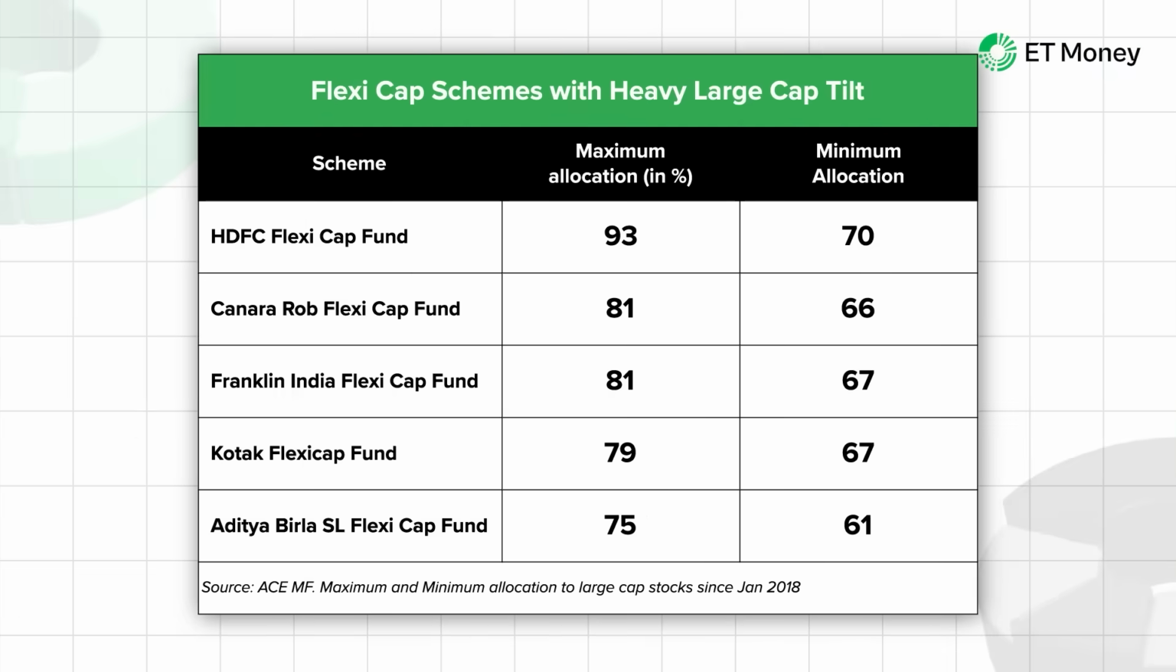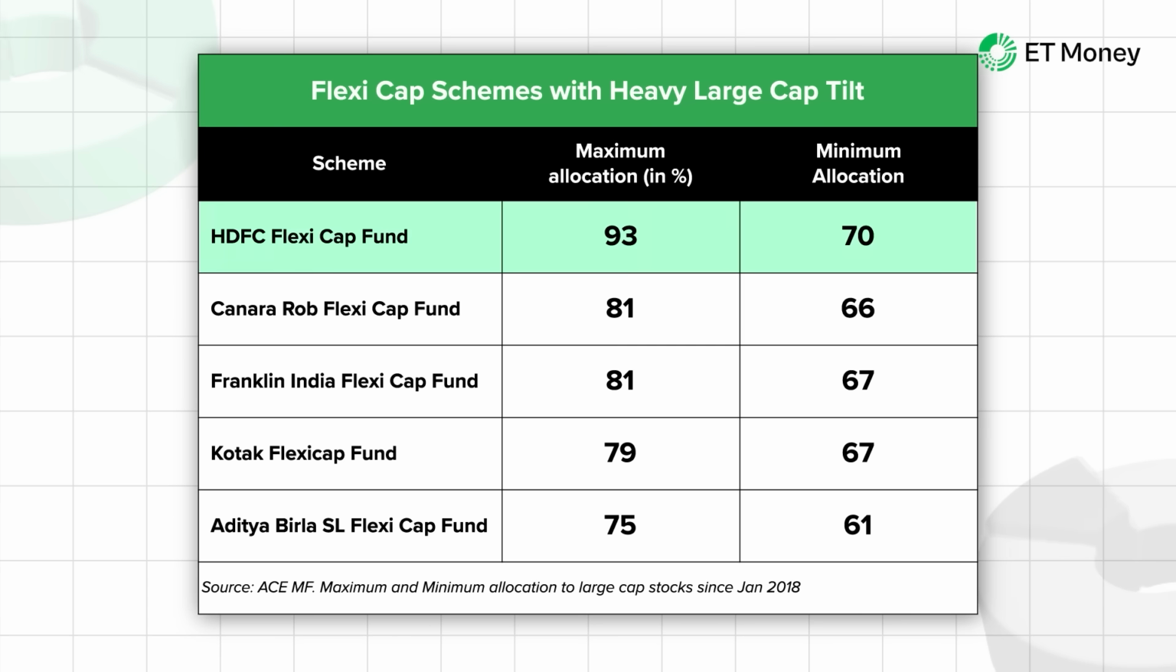Okay, let's begin with allocation to large caps. This is a key indicator of whether a Flexi Cap fund behaves like a large cap or a more aggressive fund. Now, on your screen is the table that shows funds which have high allocation to large caps. So, what we see here is consistency.